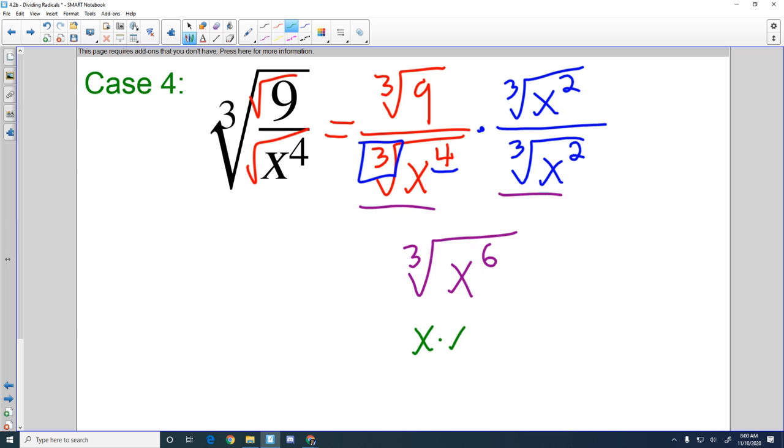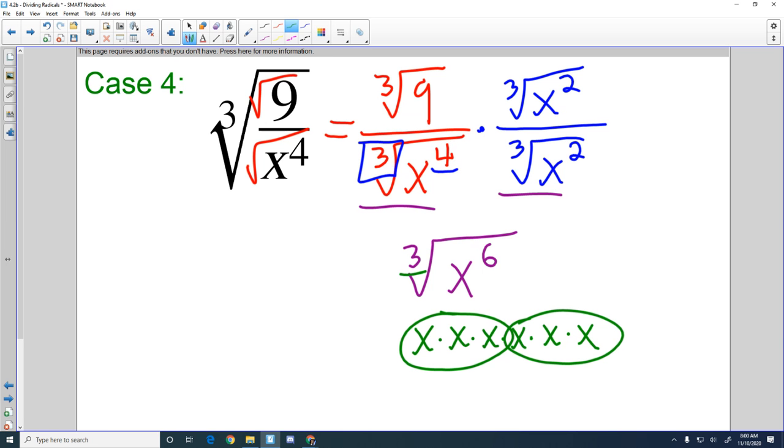Now, if you think about this, we're multiplying 6 x's together, and that index is a 3. So it's really looking at, how many groups of 3 can we make? Well, there's one group of 3, and there's another group of 3. So how many groups of 3 can we make? 2. So this time, it's going to change not just to an x by itself, but to an x squared. Essentially, you take the exponent and divide it by the index. 6 divided by 3 is just 2. So this denominator is going to become x squared.